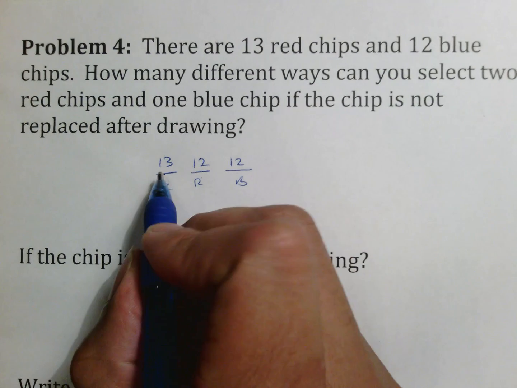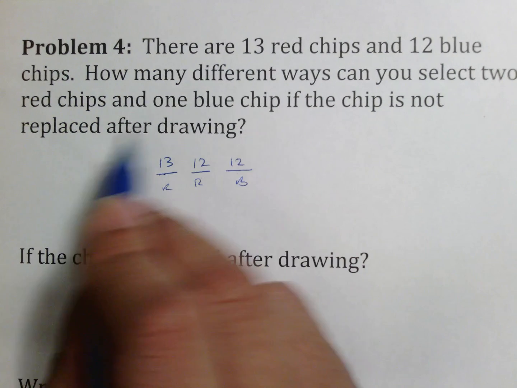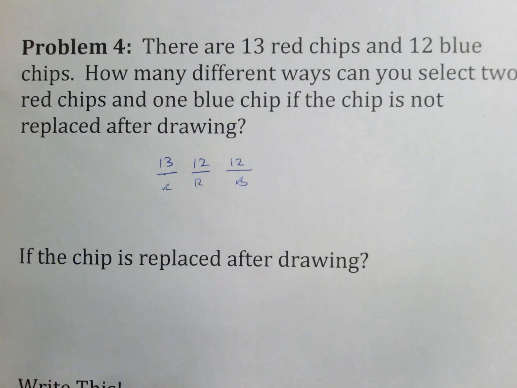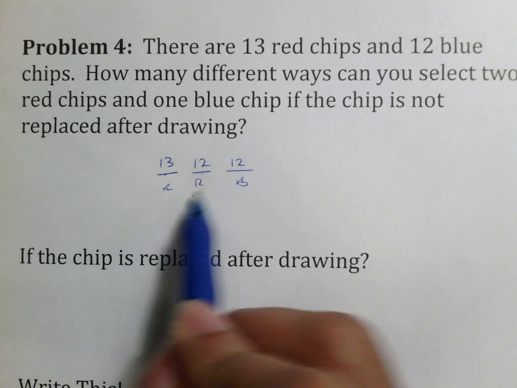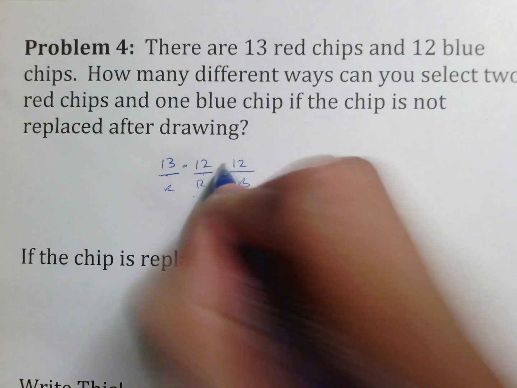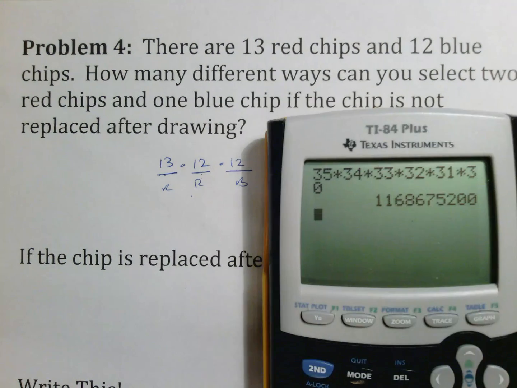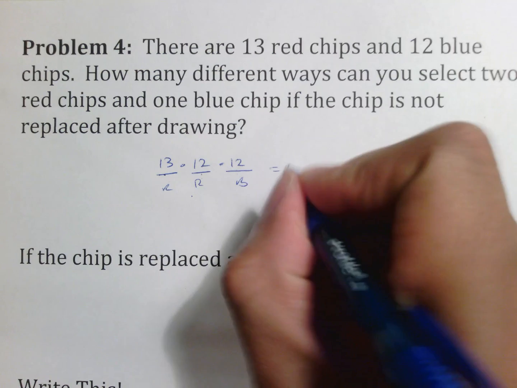So again, to choose the first red, you have 13 to choose from. But I did not put it back. I did not replace it, which means that after I took the 1 out, I now have 12 red chips left to choose from. And in the beginning, as always, I still have 12 blue chips to choose from. So these numbers multiplied will give me what I'm looking for. So 13 times 12 times 12, which is 1872.